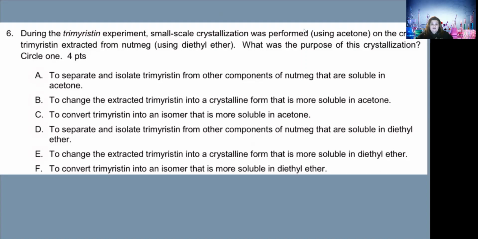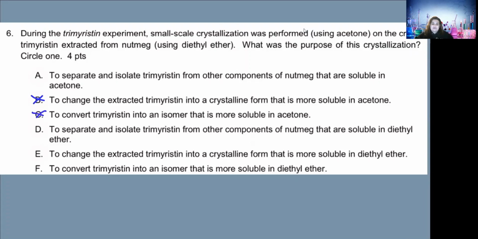But it's not the only thing we're using, right? Because the acetone is not going to solvate the other impurities. So B says to change the extracted trimeristin into a crystalline form that is more soluble in acetone. We definitely don't want to do that, right? We don't want our trimeristin dissolving into the acetone. Okay. C, to convert trimeristin into an isomer that's more soluble in acetone.